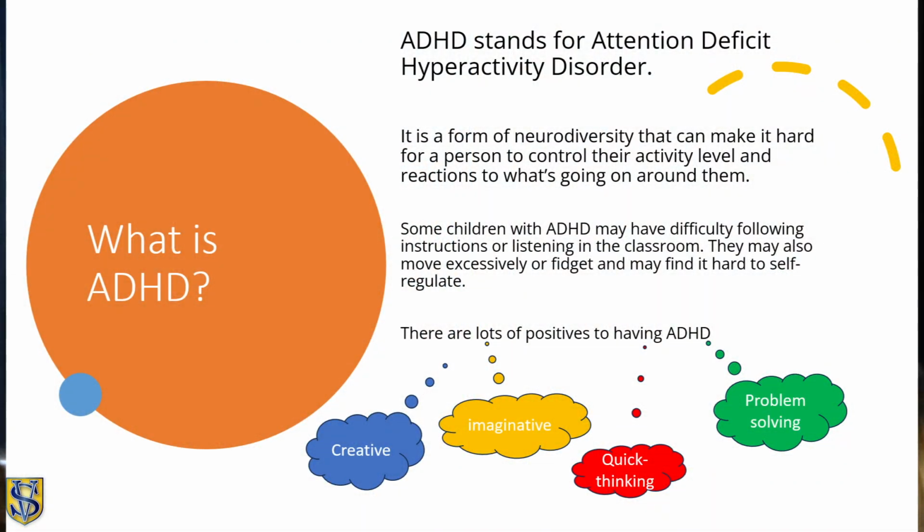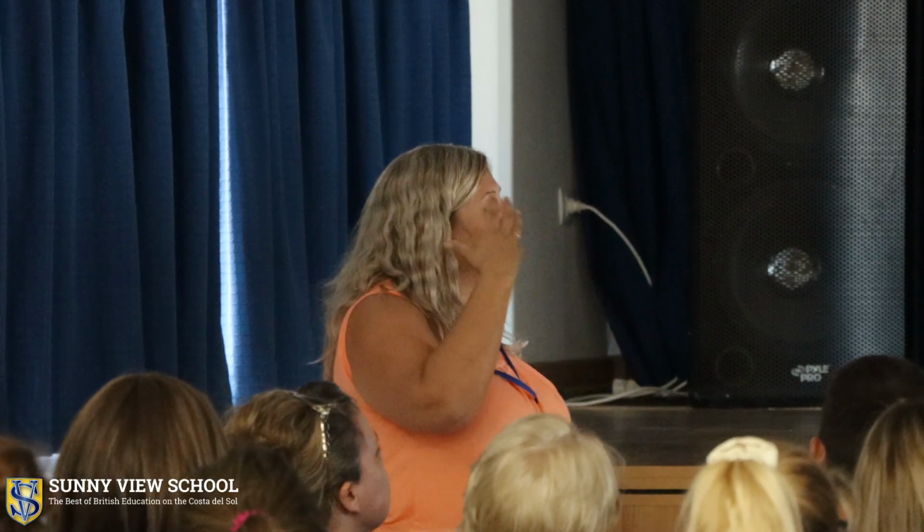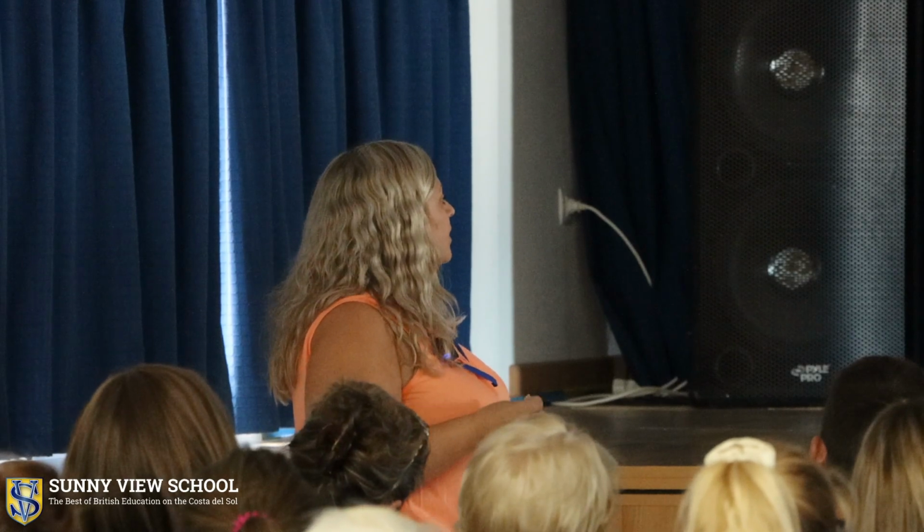They've got what I call a chaotic brain. There's so much going on that they're trying to process at the same time. It's a form of neurodiversity that can make it hard for a person to control their activity level and reactions to what's going on around them. They are constantly processing everything around them. And it's the same with dyslexia and ASD. They're always processing, always looking at their surroundings. There's so much going on that we've got to be aware of when we're in the classroom.